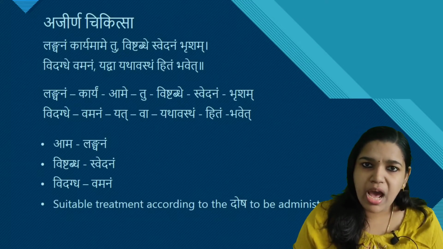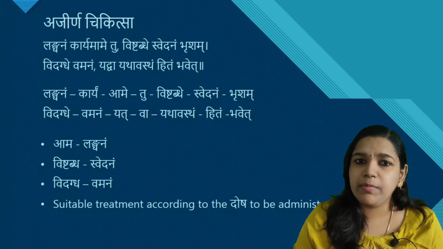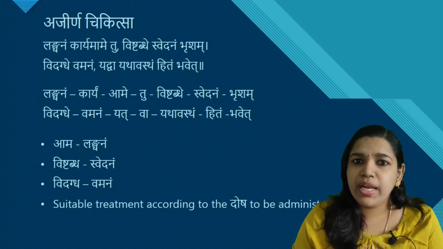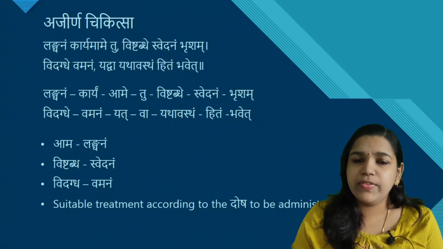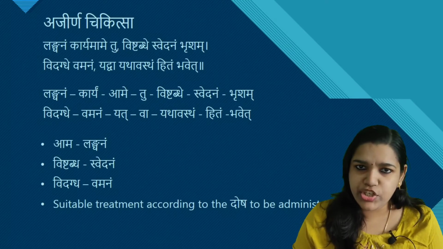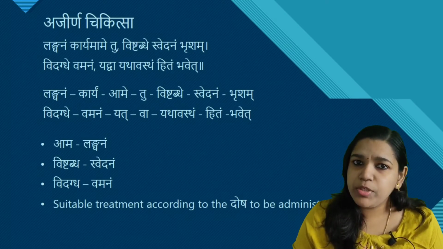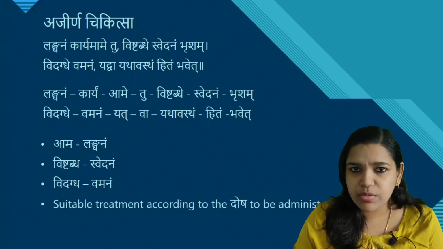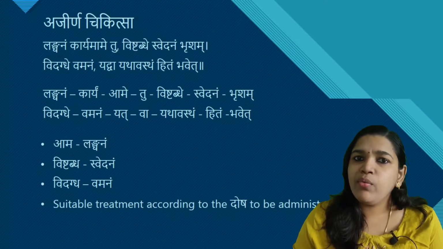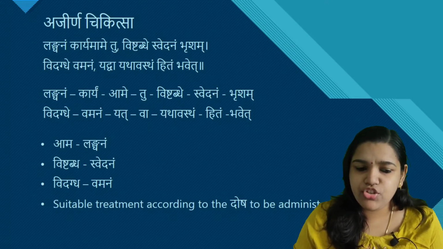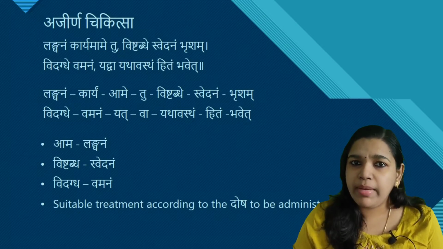So especially in Ama Vikaras, we have seen Apatarpana is the line of treatment, and Apatarpana is of three types, that is Langhana, Pachana and Shodhana. So especially for this Ama Avastha, that is Kapha predominant Ajirna Avastha, we have to go for the Langhana Karma. When this Ajirna is predominant of Vata dosha, it is called Vishtabdha Ajirna, and in that condition we have to do the Svedana Karma, and when the Pitta dosha is predominant, that Ajirna is called Vidagdha Ajirna, and in that condition we have to do the Vamana Karma.